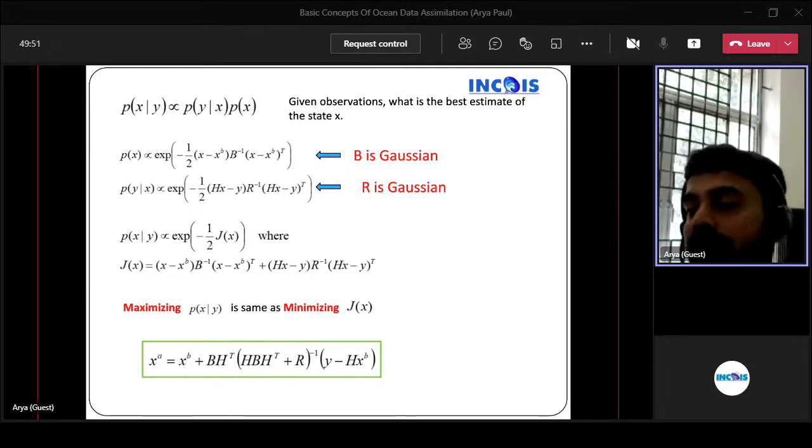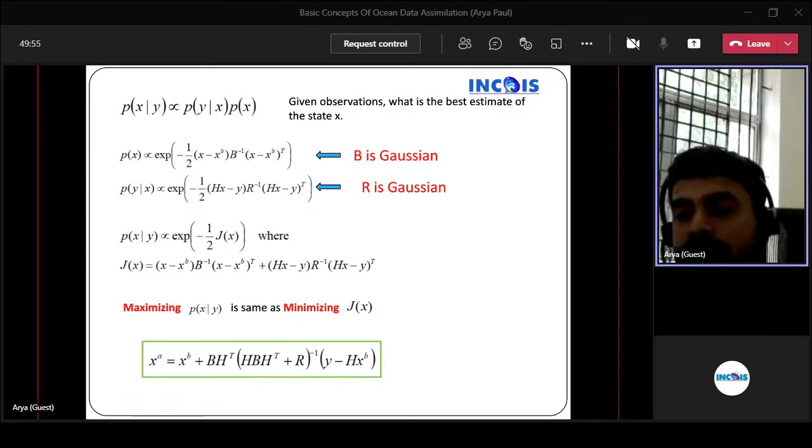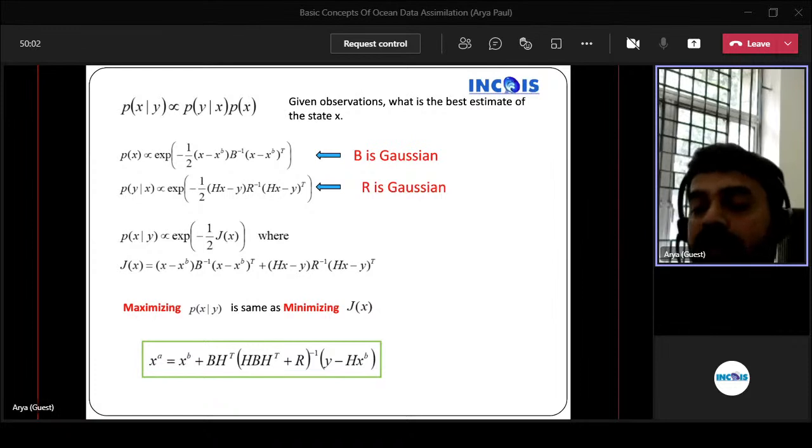Like in the beginning, I said there are two methods of approach. One is the least square approach, minimizing, and the other is finding the maximum likelihood. So when you try to estimate p, you go for finding the maximum likelihood. And when you try to minimize the cost function, you go for J. Both are identical. Maximizing p is the same as minimizing J.